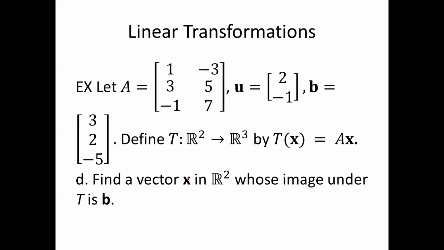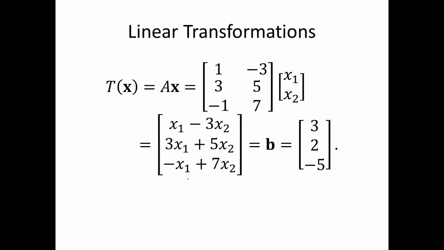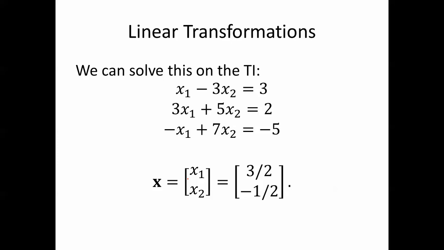Lastly, find a vector x in R2 whose image under T is b, where b is (3, 2, -5). Okay, so we want to solve the equation T of x, which is Ax, equals b, that's (3, 2, -5). We can just solve this on the TI using reduced row echelon form. So we end up with x equals (x1, x2), which is (3/2, -1/2).